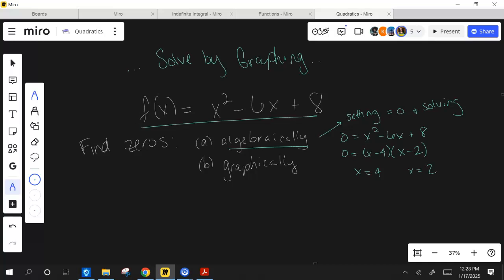Did you put the equation in wrong on your calculator? Hit y equals again. That's what it is.